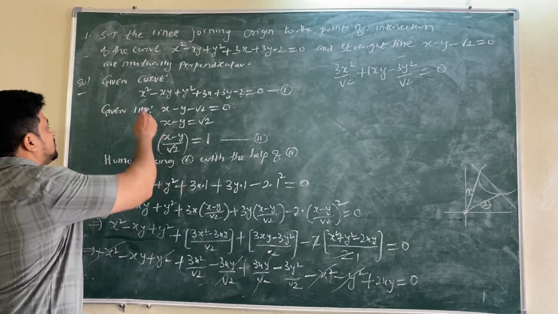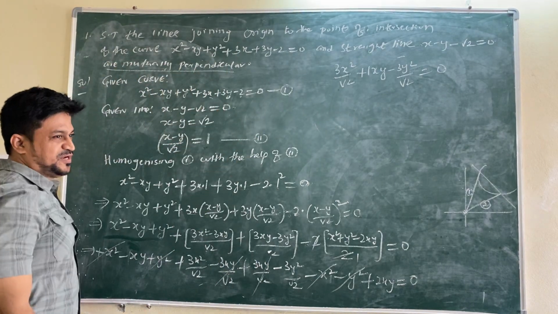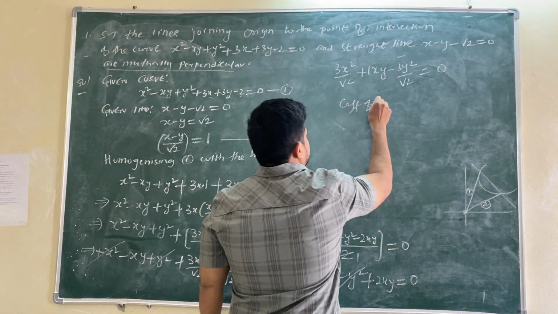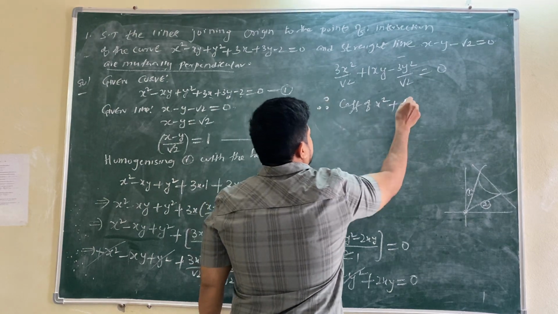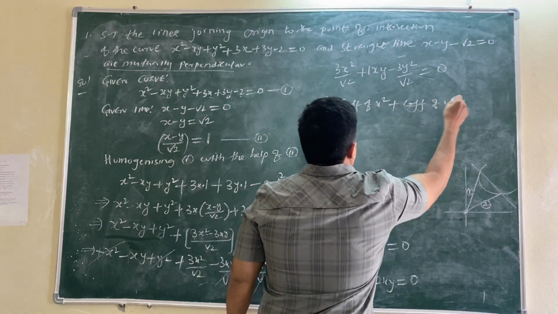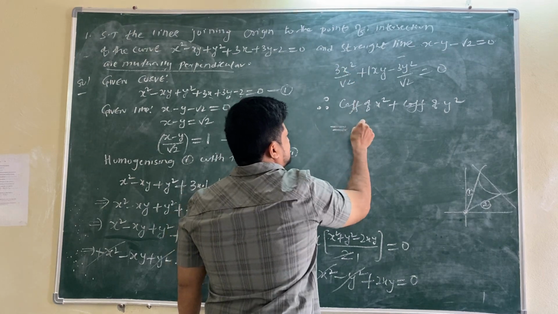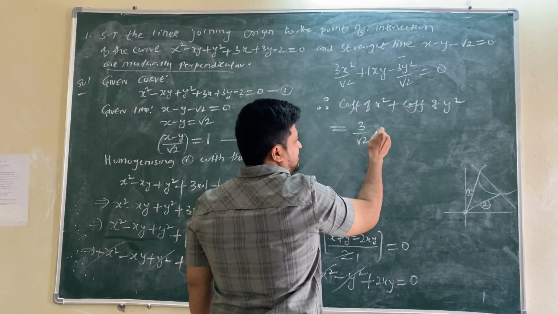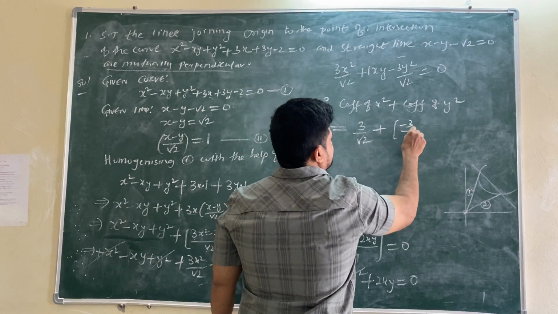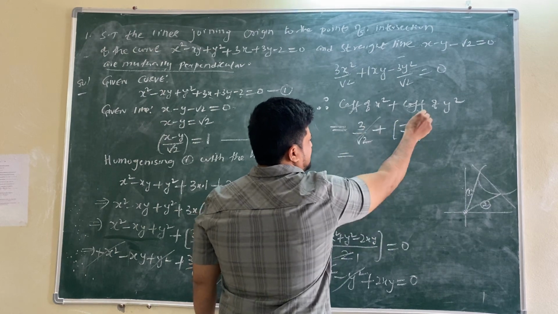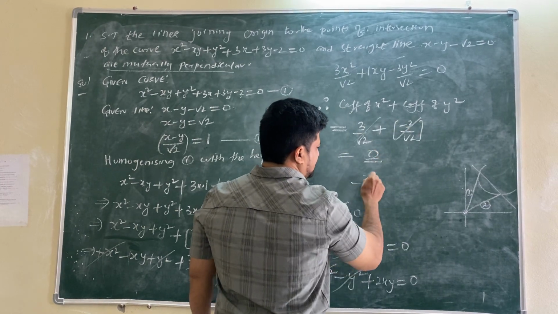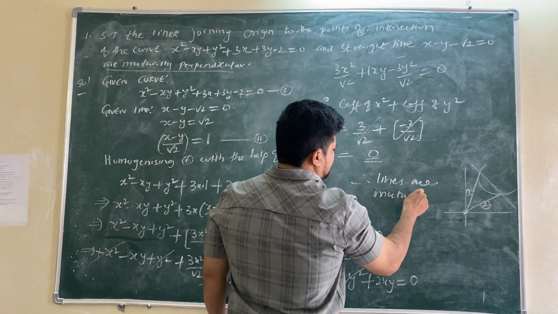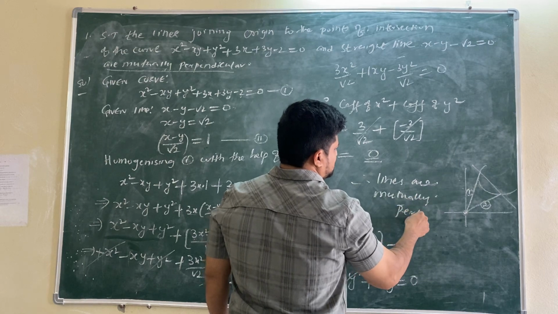What we have to prove now? These lines are perpendicular. So we have to find the coefficient of x square plus the coefficient of y square. Coefficient of x square is, leaving x square, whatever remains you should write here. Leaving y square, plus 3 by root 2 minus 3 by root 2 cancel. Therefore the lines are perpendicular. Mutually perpendicular.